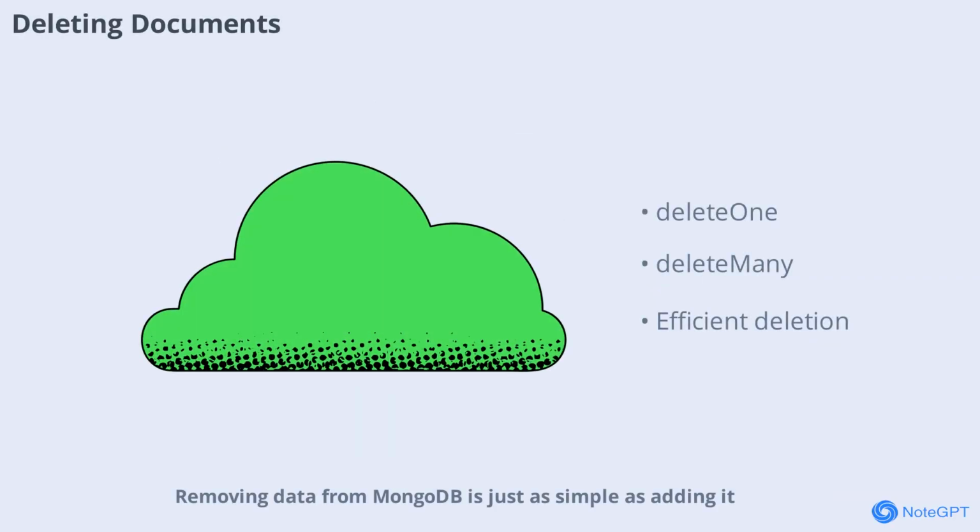Removing data from MongoDB is just as simple as adding it. You can delete individual documents or entire collections using the Delete One and Delete Many commands. MongoDB ensures that deletions are efficient and safe, helping you manage your data lifecycle effectively.